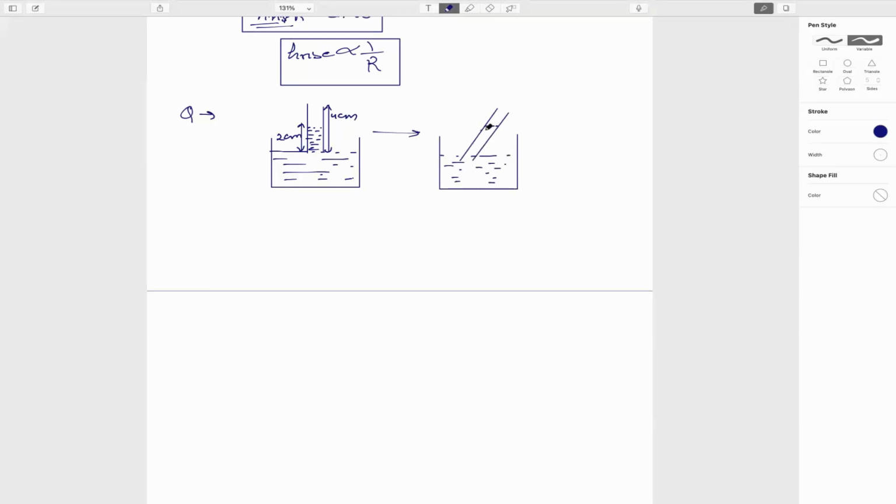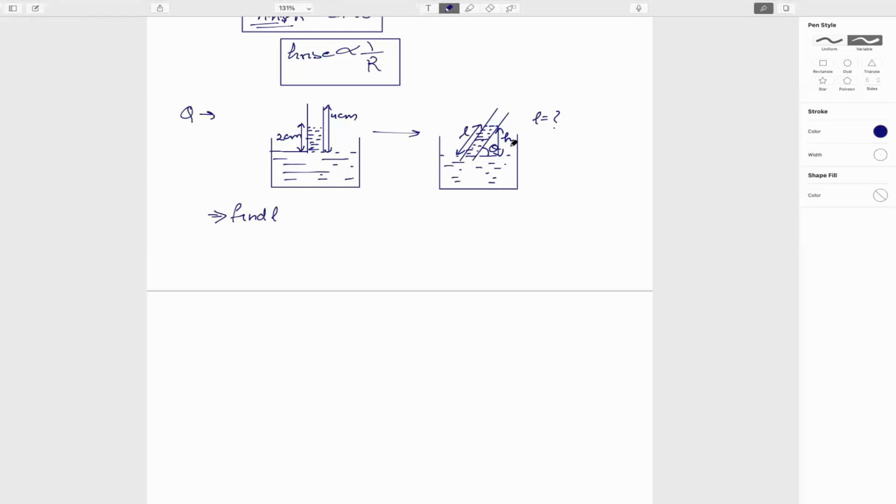So there is again some rise. We need to find out this length L. The liquid is same, everything is same. This theta is 60 degree. Are we allowed to check what this height is? So the question is, find L. That's a simple question.